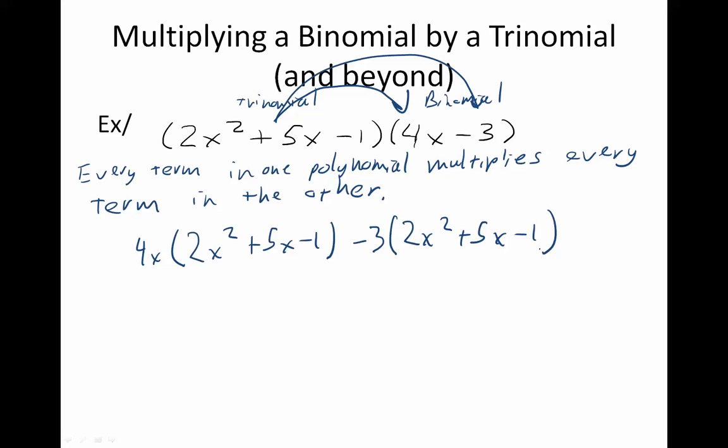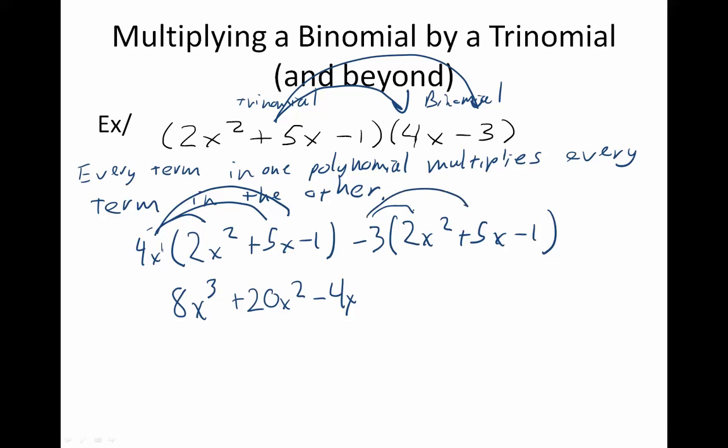Now, notice that this is getting pretty calculation intensive, but that's okay. We just follow the rules, do all the calculations to the best of our ability. Let's keep going. We're going to distribute the 4x to everything inside that trinomial. 8x cubed, 4x times 2x squared is 8x cubed. Again, remember our rules, multiplying, add exponents. 4x times 5x is 20x squared. 4x times negative 1, negative 4x.